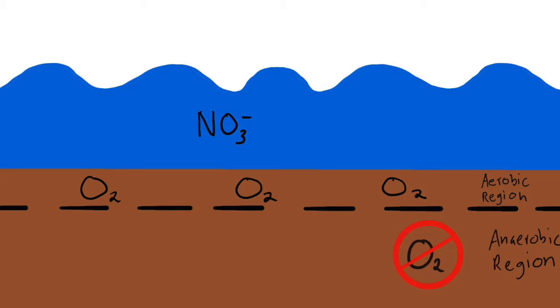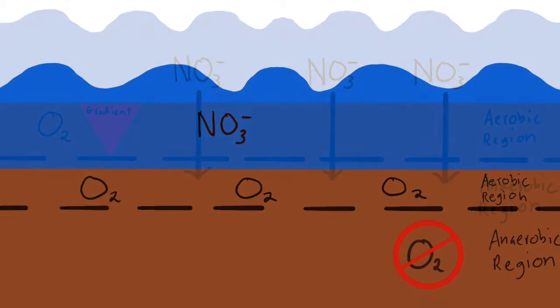Within the water above the sediment, and about 1 to 5 millimeters into the sediment, oxygen is present. This region is called aerobic. Within this area, most organisms performing respiration use oxygen as an electron acceptor due to its high electronegativity.